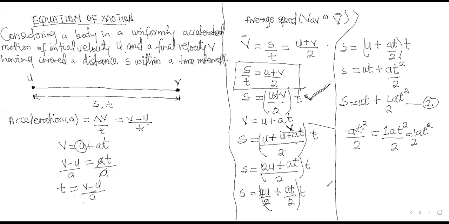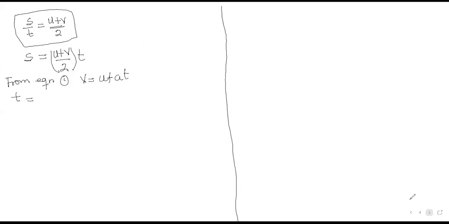Anna, are you there? Yes, sir. Okay, so v minus u all over a. Now substitute this into the average velocity formula. We have s equals u plus v all over 2 times t, which is now v minus u all over a.